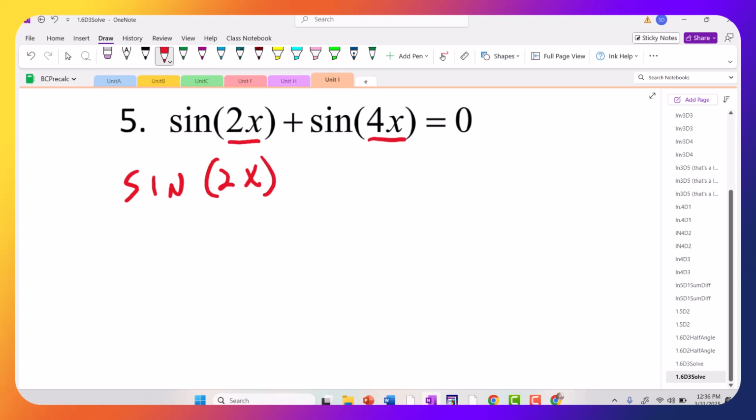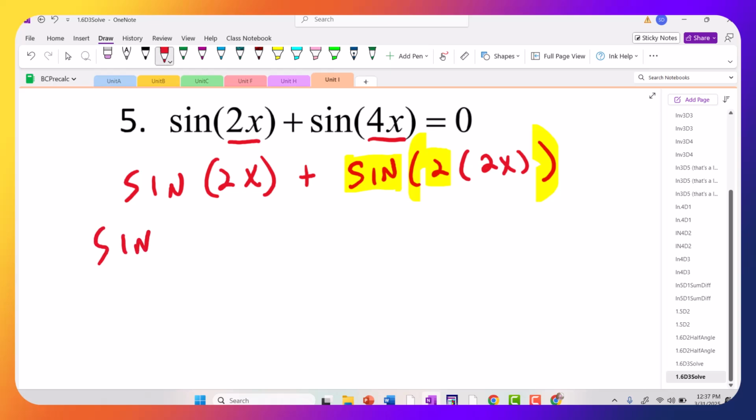And I recognize something about sine 4x. That's sine 2 times 2x. I'm tricking myself into thinking about the double angle identity, but the argument is 2x for the formula. Can anyone see what I'm saying there? All I need is to get these to be the same variable, same argument. And therefore, this does happen.